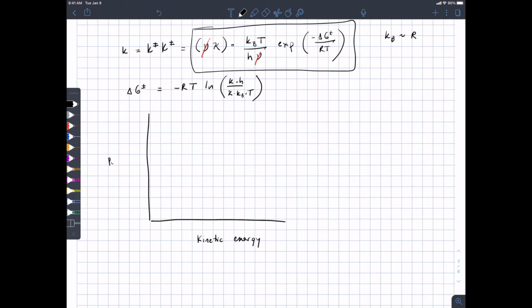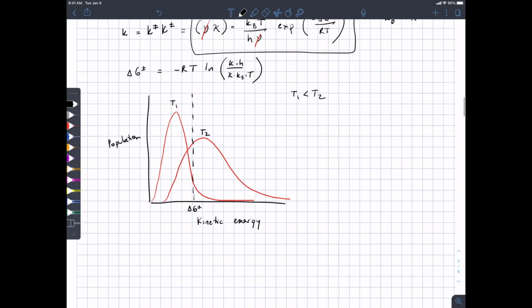And let's say this axis is population or probability of molecules having a particular kinetic energy. At temperature 1, that's low, we have that kind of distribution. So this is at temperature 1, where temperature 1 is going to be less than temperature 2. At temperature 2, we have another distribution. This is a higher temperature. And suppose that along this axis, the activation energy is here. So this is the activation energy to get over the transition state.